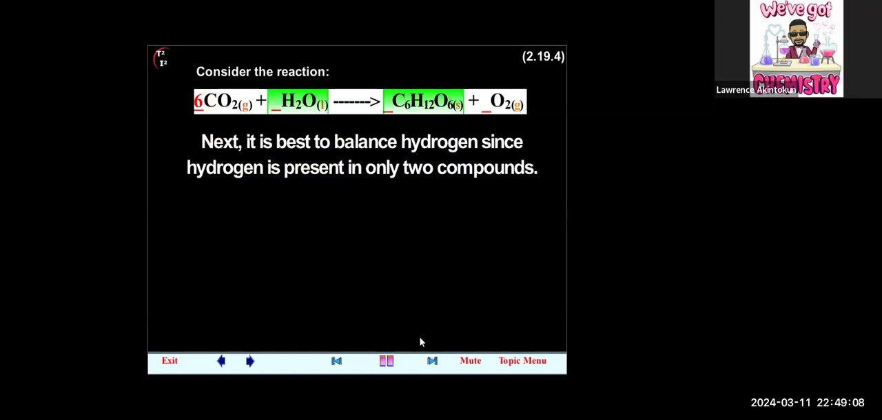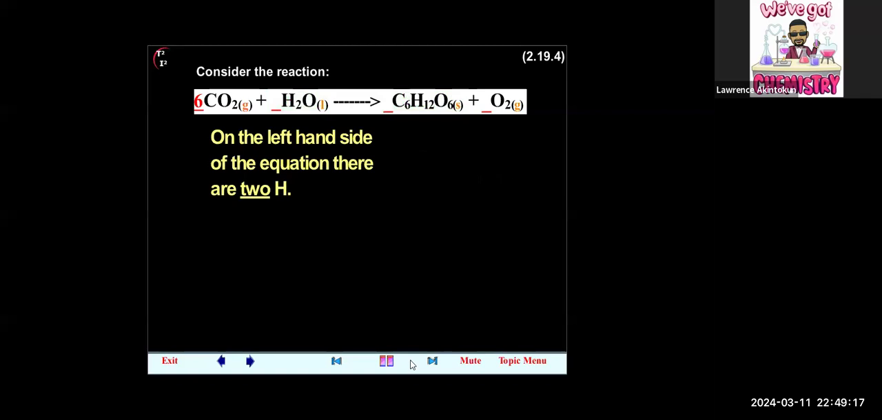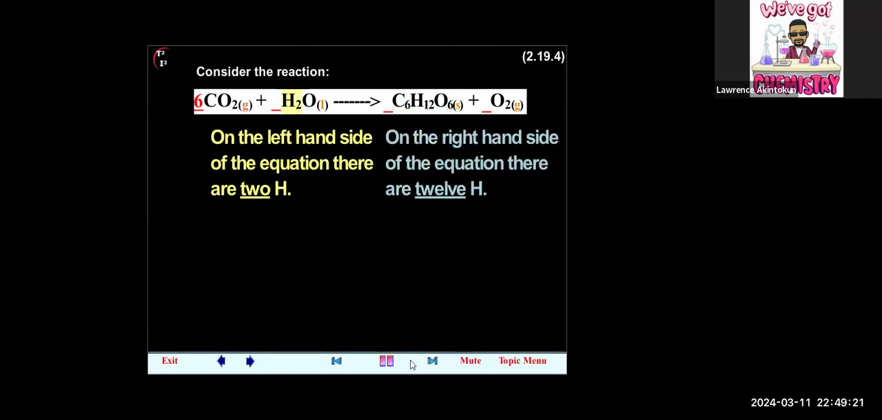Next, it is best to balance hydrogen, since hydrogen is present in only 2 compounds. On the left-hand side of the equation, there are 2 H. On the right-hand side of the equation, there are 12 H. Hence, a coefficient of 6 is placed for H on the left-hand side.